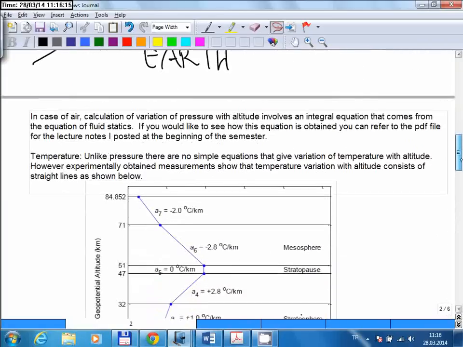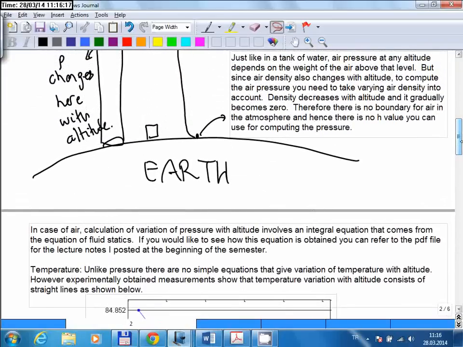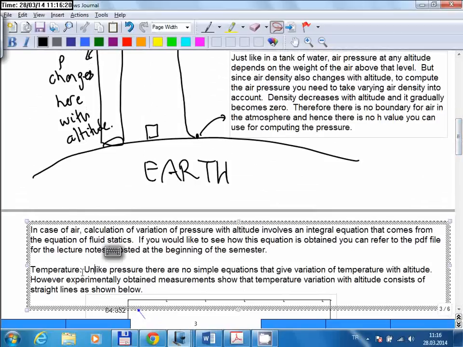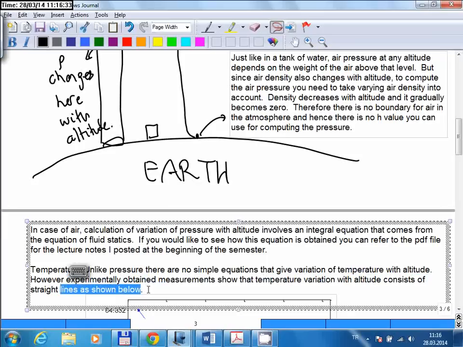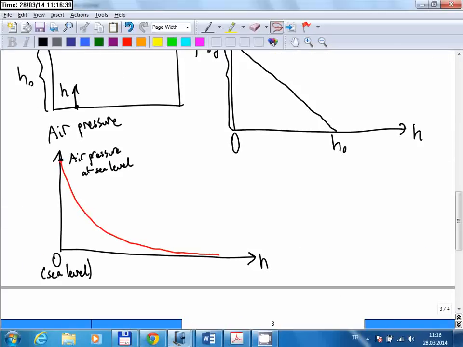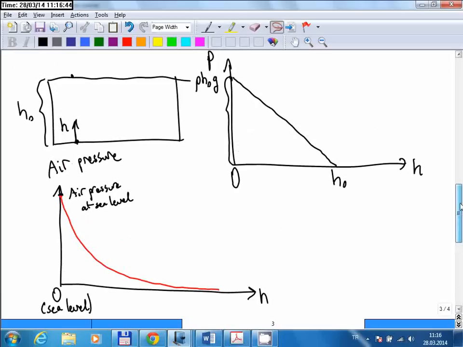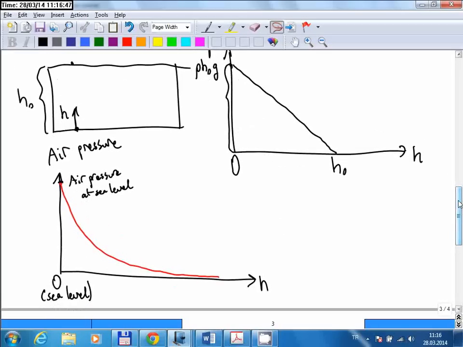Next, let's talk about the change of air temperature with altitude. Unlike pressure, there are no simple equations that give variation of temperature with altitude. However, experimentally obtained measurements show that temperature variation with altitude consists of straight lines, as shown below. Temperature is important for both Reynolds number and Mach number. For Reynolds number, you need to know the viscosity, which depends on temperature, and for Mach number, you need to know the speed of sound. That also depends on temperature.